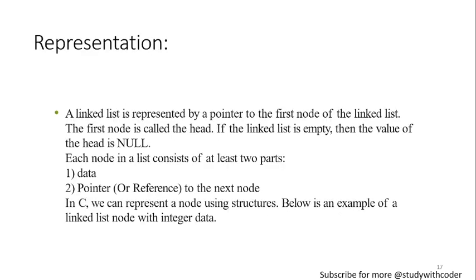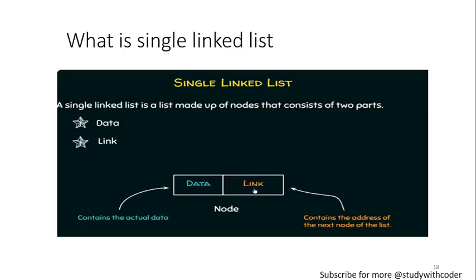So, representation of a linked list. A linked list is represented by a pointer to the first node of the linked list. The first node is called the head. If the linked list is empty, then the value of the head is null. Each node in a linked list contains at least two parts, data and pointer. Pointer means a reference to the next node.